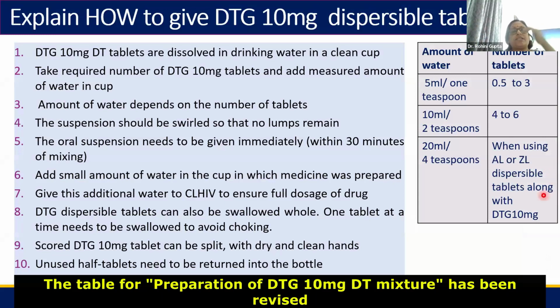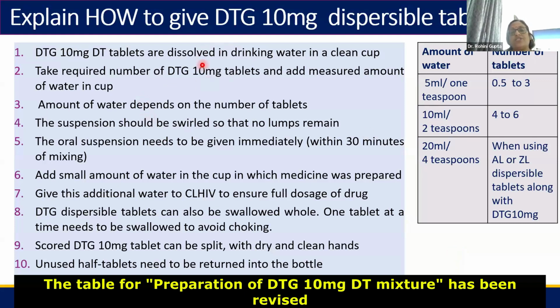So how is DTG 10 milligram to be given? DTG 10 milligram tablets can be dissolved. It is usually dissolved in drinking water in a clean cup. It is best to use drinking water to dissolve these tablets. Some studies have shown that it can be given in breast milk, but the best efficacy comes with drinking water. So let's keep it as dissolving in drinking water.